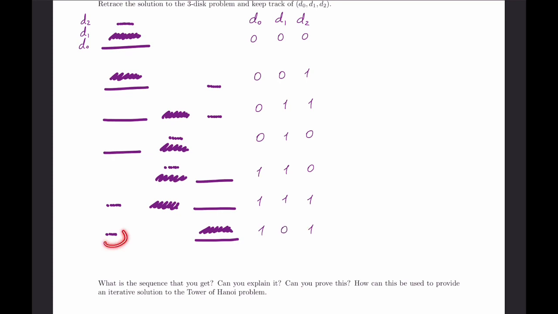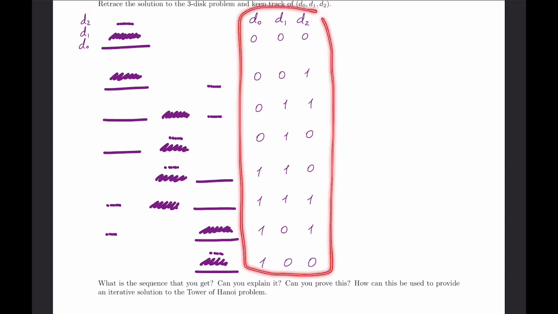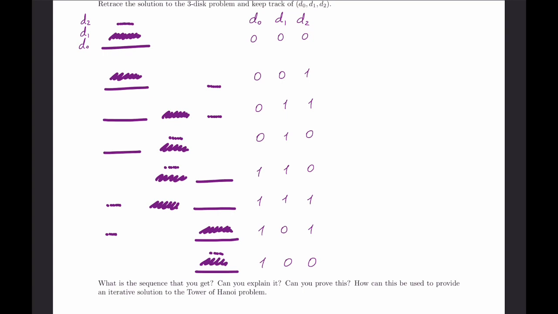And in my final move, I'm going to move the littlest guy on top of the rest of the tower. And that is going to be my last step. It's the littlest guy that moves. So it's going to be its bit that gets flipped. And here we have the entire solution to the Towers of Hanoi problem and the corresponding encoding of our solution in a particular way with 0, 1 strings.